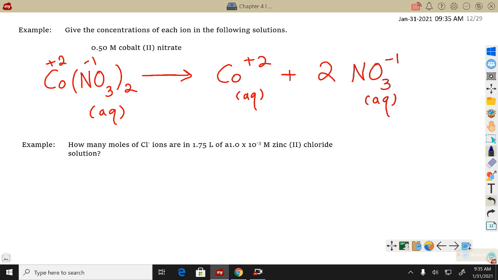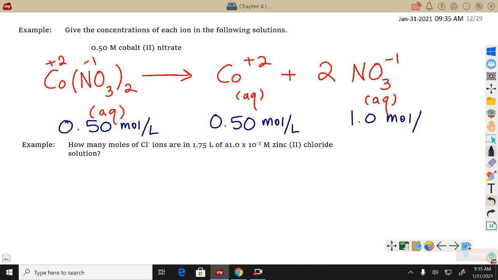Okay, so now the original solution was 0.5 molar, which just means moles per liter. There was 0.5 moles of cobalt nitrate per liter of solution. Well, when that thing dissociates, you're going to get 1 mole of cobalt for every mole of cobalt nitrate. So this should be a 1-to-1 ratio. Molarity, or you can say moles per liter. But then I get 2 nitrate ions. Ready for the difficult math? 1.0 moles per liter.